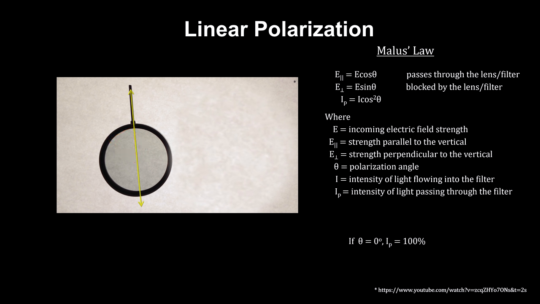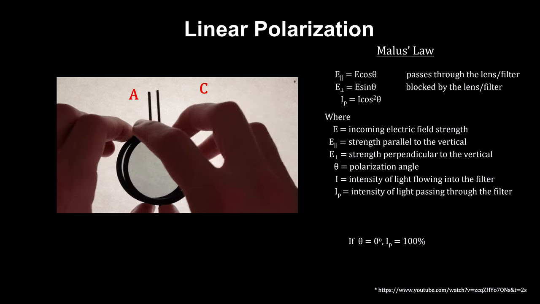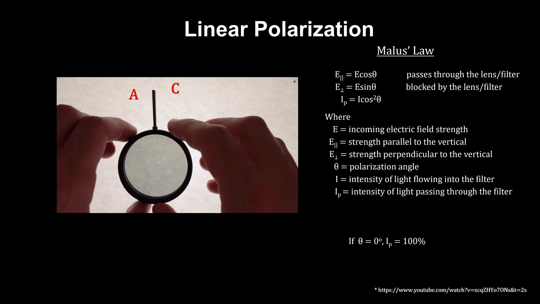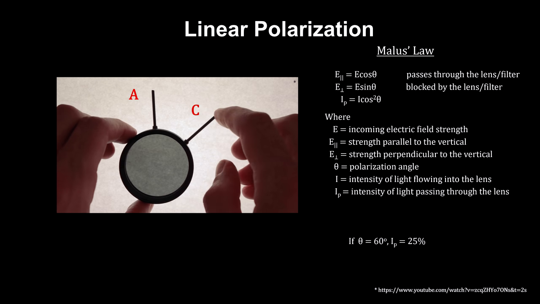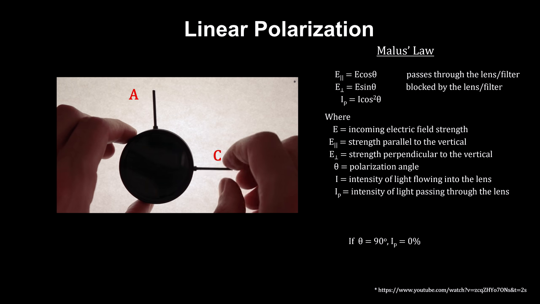Photons leaving the background table have a wide variety of polarizations. We start with a lens that only allows light polarization in the vertical direction to pass through. All the other light is blocked. We'll call this lens A. If we bring a second lens, lens C, and orient it the same as the first, all the light that passes through A passes through C. But as we rotate lens C, we see that the amount of light passing through is going down. By the time we reach 90 degrees, C is blocking all the light that passes through A.